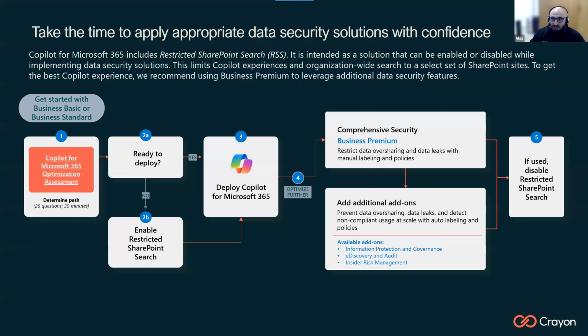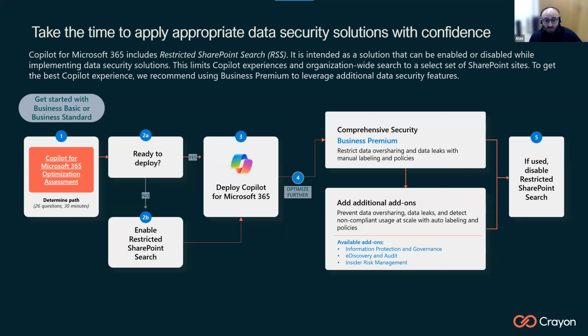I have included these steps as the deployment guide for Copilot. The first step is to start with the optimization assessment, which is an online questionnaire that will help you to understand your customer, which we discussed in the previous slide. If you are not ready to deploy Copilot right away, you can turn on restricted SharePoint search and start using Copilot quickly, and then work on improving the data security in parallel. So remember that, please. Deploy Copilot for Microsoft 365.